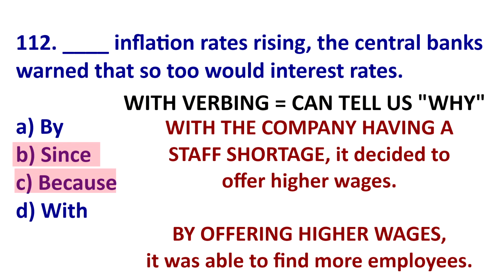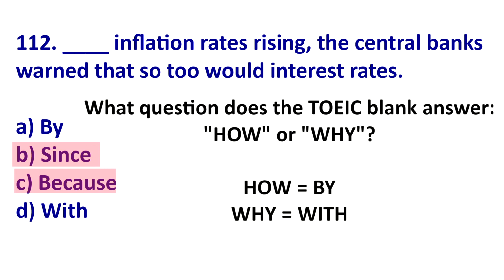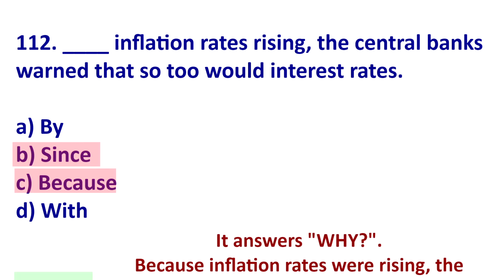Next one. With the company having a staff shortage, it decided to offer higher wages. Why did it decide to offer higher wages? Because of the staff shortage. By offering higher wages, it was able to find more employees. How did it find more employees? So what question does inflation rates rising answer? Does it answer how the central banks warned or why the central banks warned? Well, the answer is why.